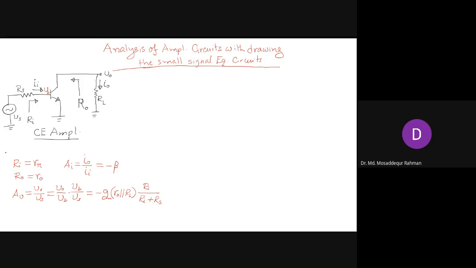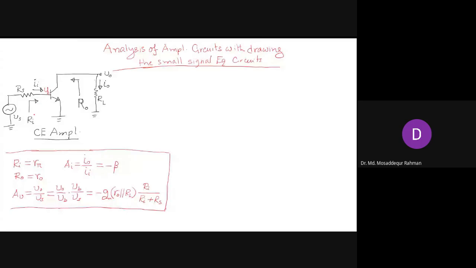So these are the expressions for the common emitter amplifier that we already have developed or derived in our previous discussion, drawing the small signal equivalent circuit. So now we want to derive these parameters for the same circuit without drawing the small signal equivalent circuit, just by looking at the circuit and inspecting the various parameters.